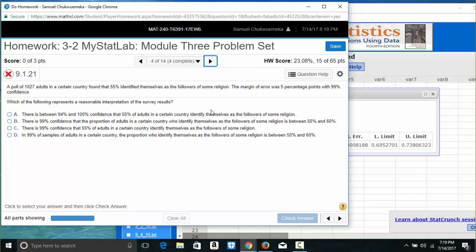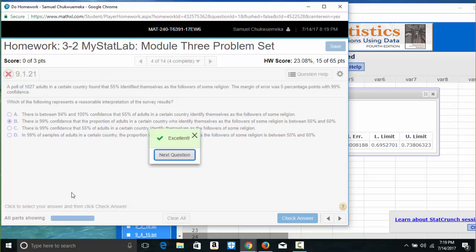So if you read the options, it looks like B. There is 99% confidence that the proportion of adults in a certain country who identify themselves as the followers of some religion is between 50% and 60%. And that is B. Okay?